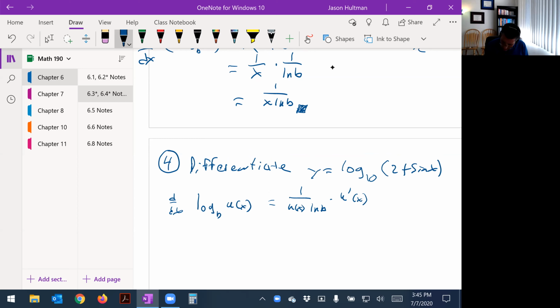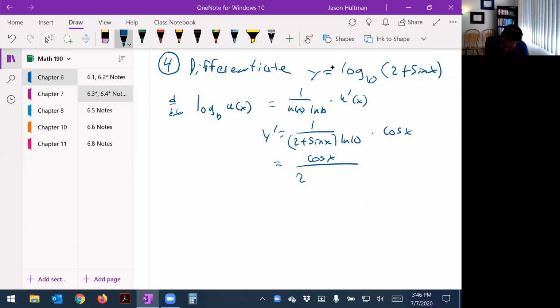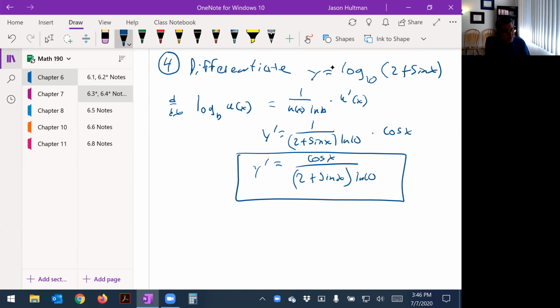This is going to be y prime is equal to 1 over, what's u of x? Well, it's the 2 plus sine x, times the natural log of 10, times u prime. Well, what's u prime? Well, that's cosine x. So this is going to be equal to cosine x over 2 plus sine x times the natural log of 10. That's it. That's y prime. Easy, easy, easy.